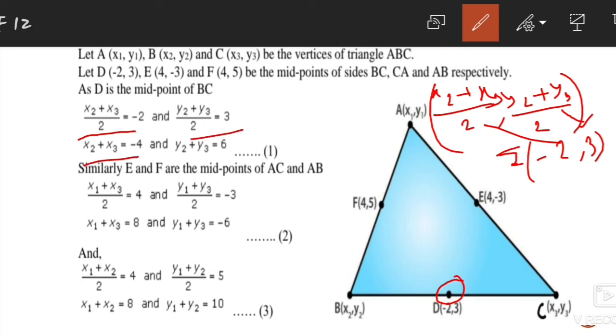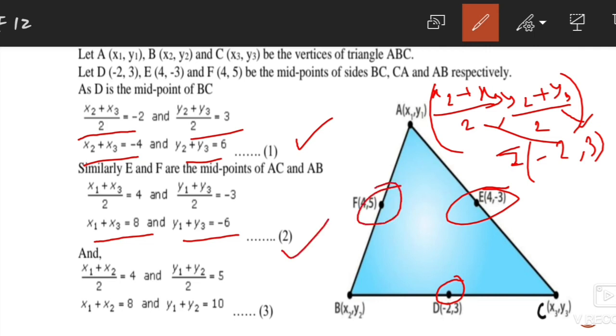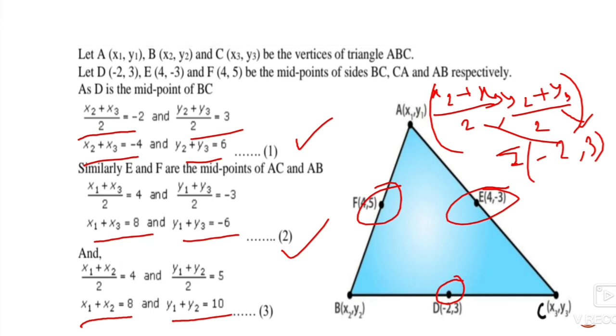So by cross multiplication, you will get these two equations. Mark this one as equation number 1. In a similar process, from here you will get another equation. Do the cross multiplication, you will get x1 plus x3 is equal to 8, y1 plus y3 is equal to 6. Mark this as equation number 2. Similarly, from this point and this AB line, you will get x1 plus x2 is equal to 8, y1 plus y2 equal to 10.